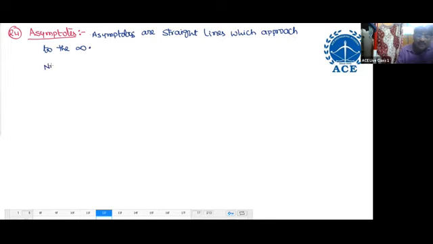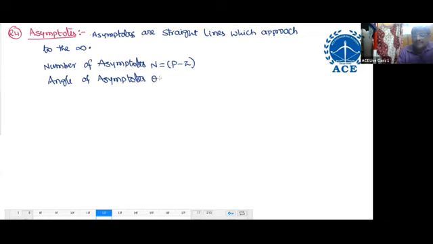Number of asymptotes n equal to P minus Z. Angle of asymptote theta equal to 2q plus 1 into 180 degrees divided by P minus Z, where q equal to 0, 1, 2 and so on, up to P minus Z minus 1.